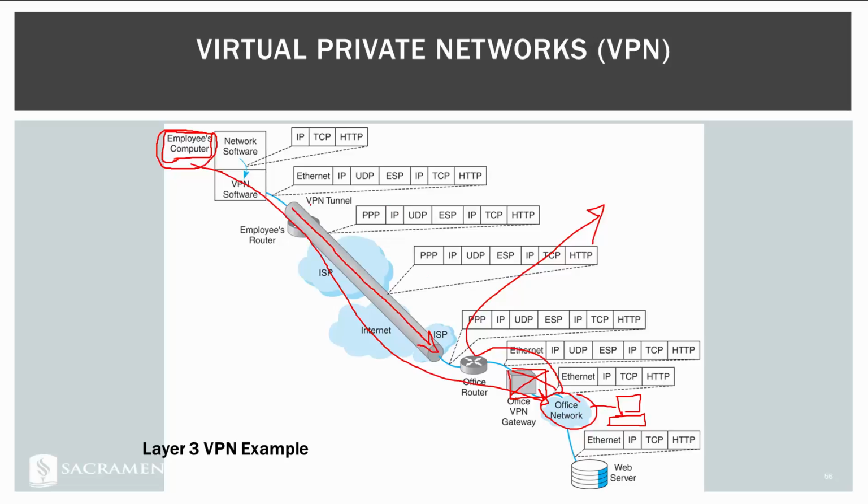It also can be used to connect multiple buildings together. So rather than pay for an expensive wide area network, let's say you have 2 offices in the same city or in the next city over, you could use VPN technologies to connect those offices as if they were directly connected with a cable.